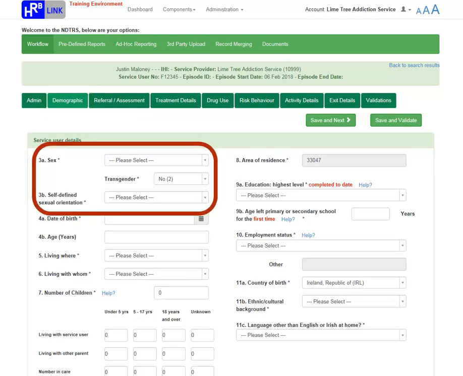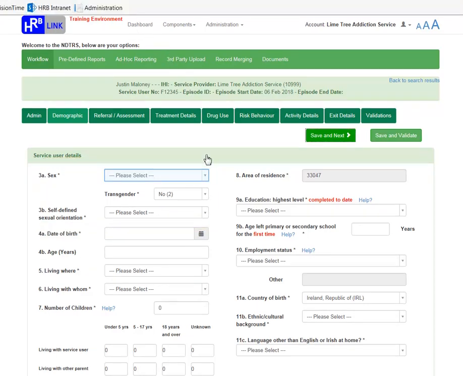Question 3a, Sex, and Question 3b, Self-defined sexual orientation. The gender field has now been replaced by two new fields. The rationale for collection of data on self-defined gender and sexuality comes from specific actions contained in the National Drug Strategy, or NDS. A key theme that emerged throughout all stages of the consultation process for the NDS was the requirement to focus on the needs of specific communities and help them to access services tailored according to their needs. In addition to the needs of prisoners, travellers, new communities and homeless people, the other key group identified was lesbian, gay, bisexual and transgender, or LGBT people.